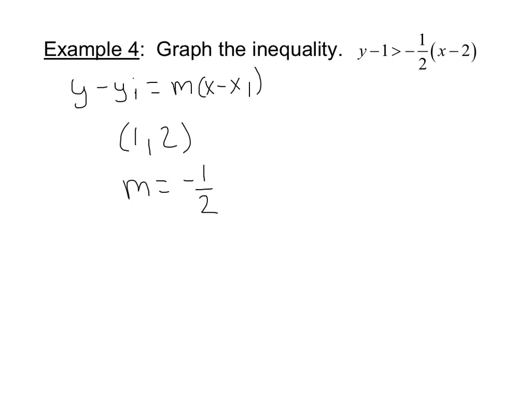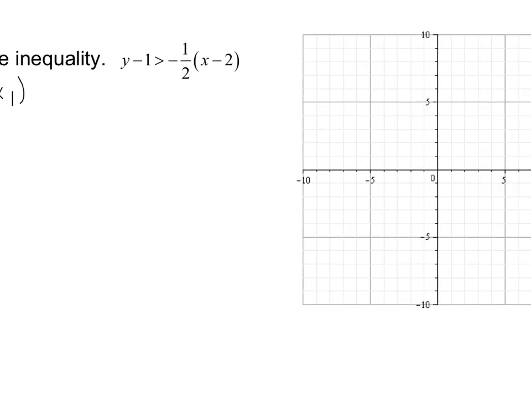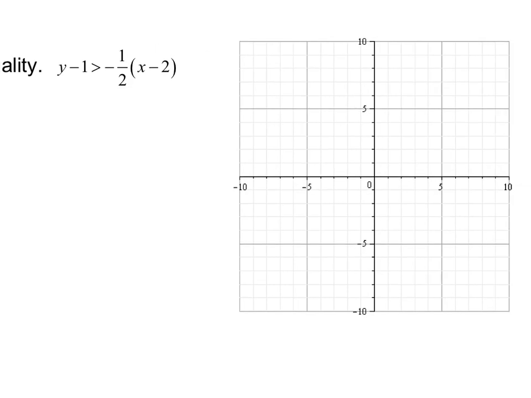Okay, now you could try to solve this for y equals mx plus b, but it's already in the point slope form, so you don't need to, okay? So let's go over and graph this. So remember, we're starting at 1 comma 2, and our slope is negative 1/2. So I graph the point 1 comma 2.